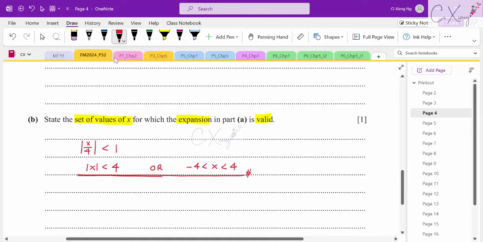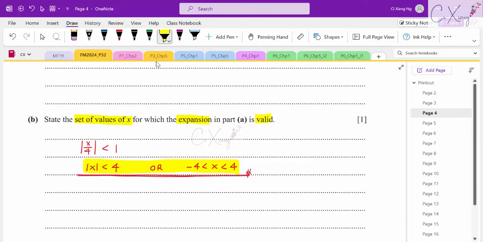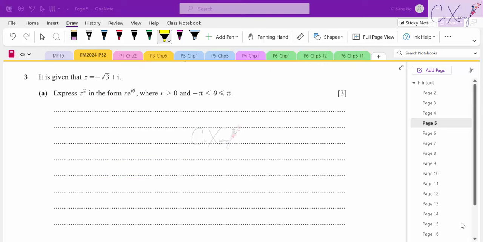Okay, so this is how we get the answer for part B. Just make sure that you always remember the method of how to write out the set of values for x where the expansion for binomial is valid. Okay, so this is how we answer the question.